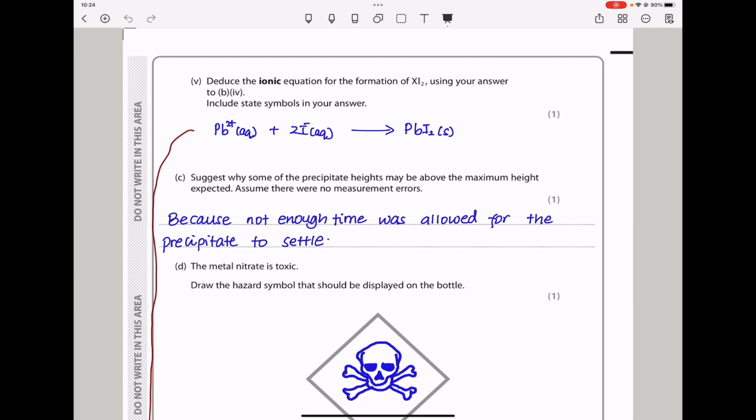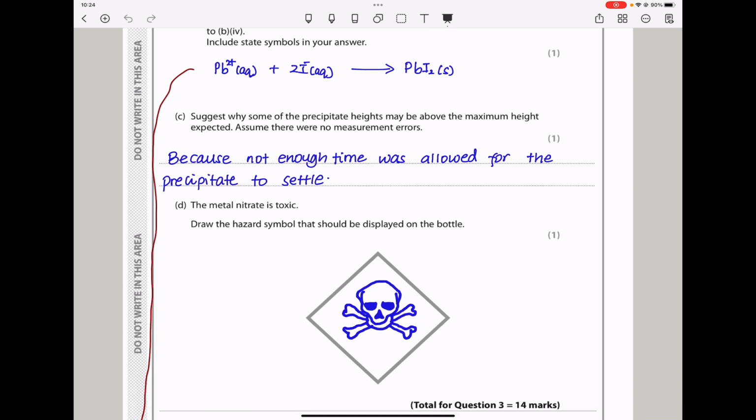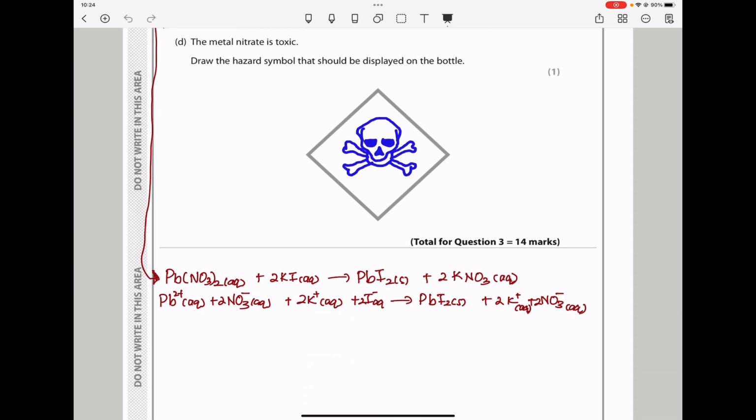Here they say, deduce the ionic equation for the formation of XI2 using your answer in B4. Include state symbols in your answer. Now this is the ionic equation, but down here I'm going to show you how I got it. Since we know X is lead, we can know that lead nitrate plus potassium iodide gives us lead iodide plus potassium nitrate. This is aqueous, that is a solid, and that is aqueous.